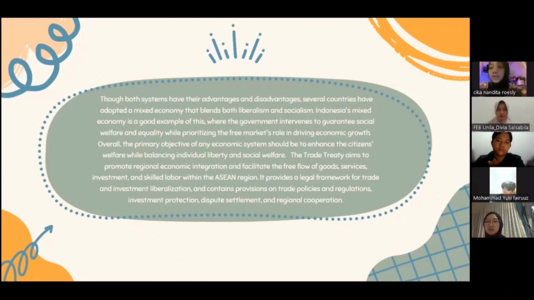The trade treaty aims to promote regional economic integration and facilitate the free flow of goods, services, investment, and skilled labor within the Asian region. It provides a legal framework for trade and investment liberalization and contains provisions on trade policies and regulation, investment protection, dispute settlement, and regional cooperation.